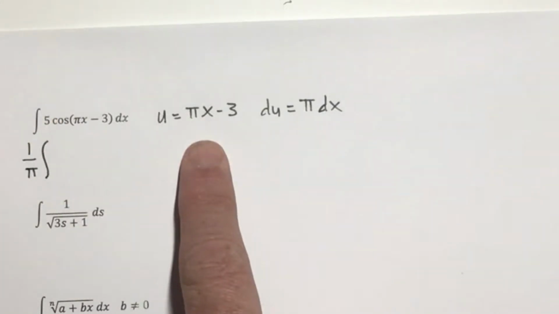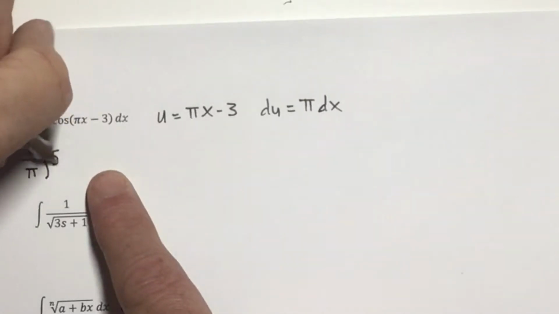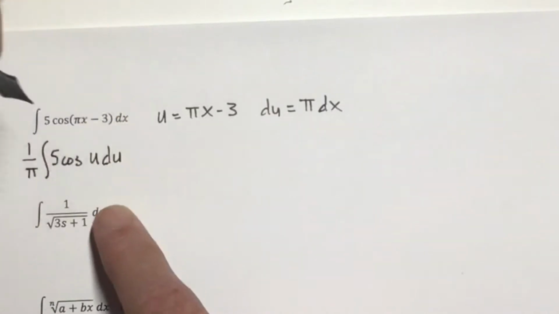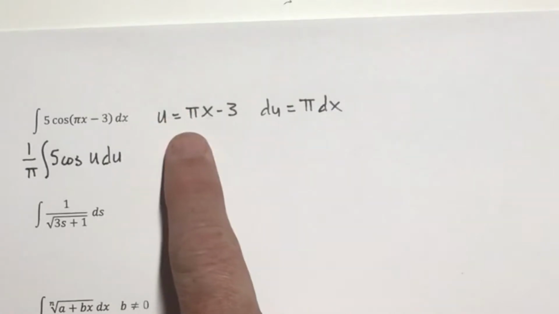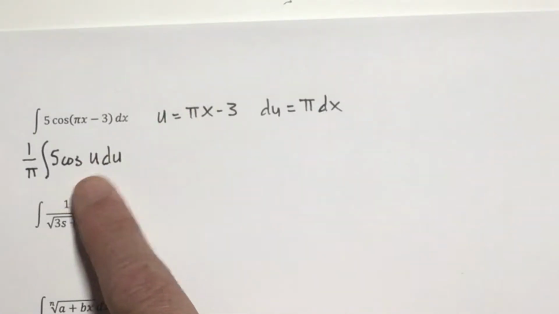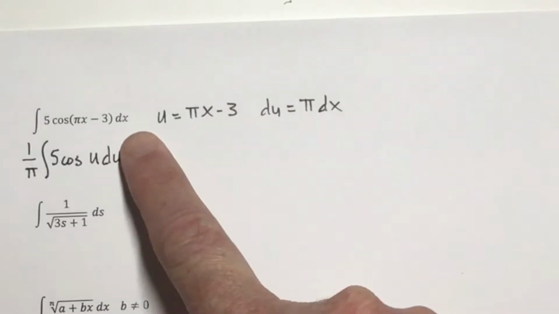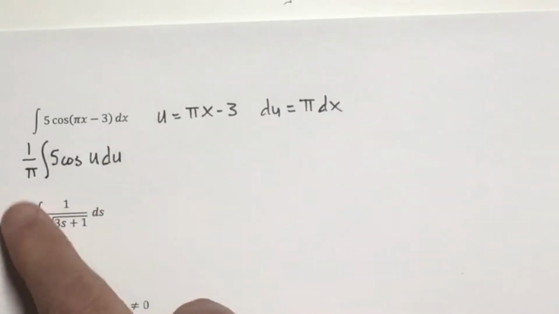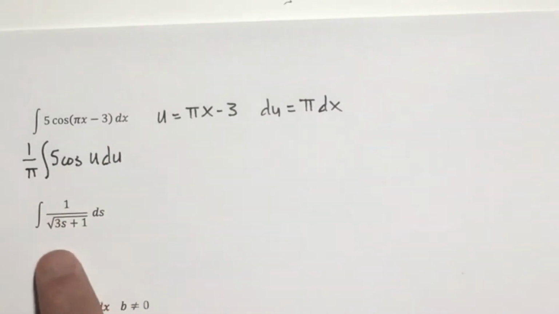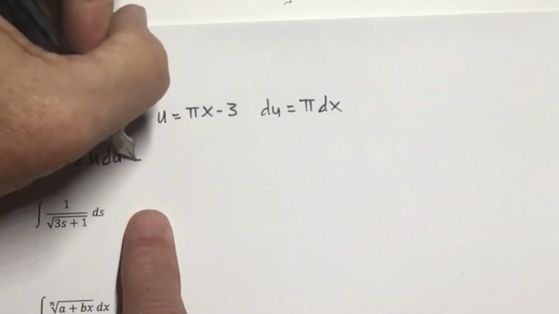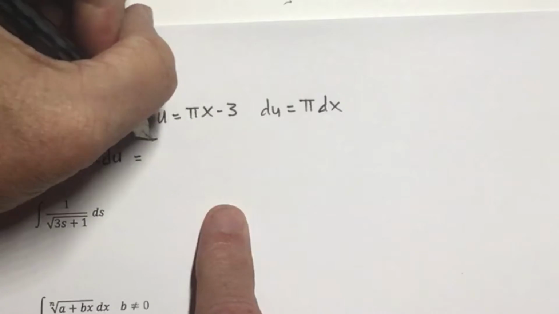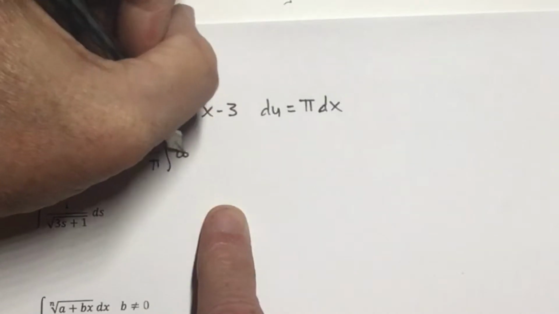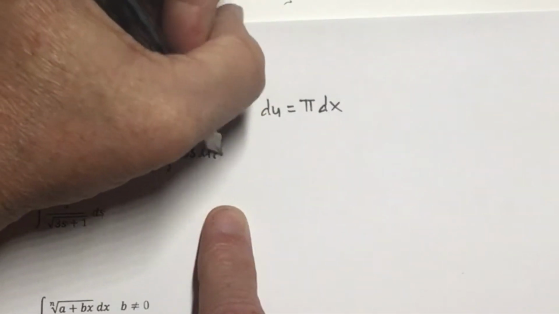So right now, if this is U, my integral now looks like this: 5 cosine U du. I substituted pi x minus 3 for U, and there's my du. It contains dx, so we're okay there. That dx is still in there. And it also has a pi, but I've allowed for that by putting a 1 over pi out here. So before I actually solve this, I'm going to bring the 5 out front as well. So this becomes 5 over pi, the integral of cosine U du.